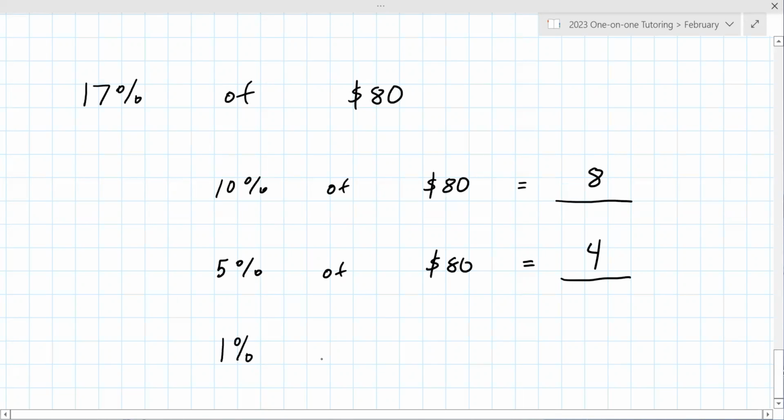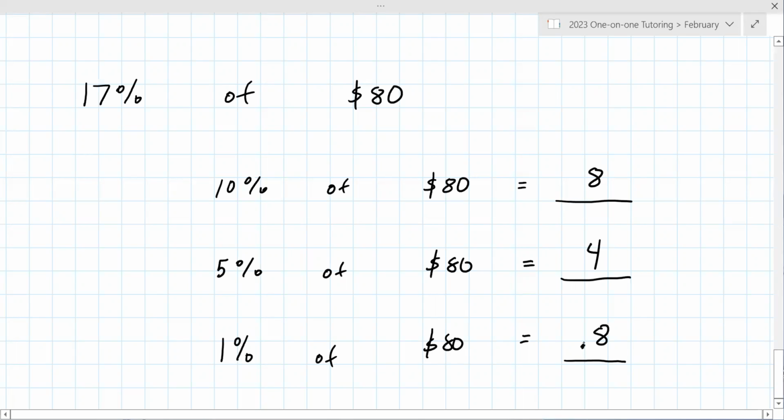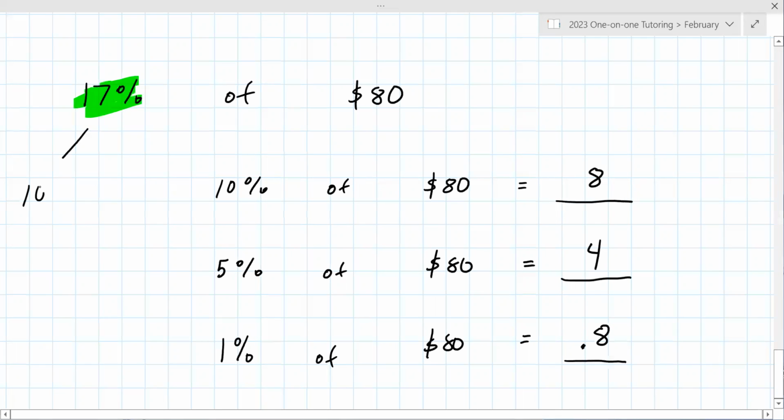Now let's do 1% of 80. Which number are you going to go with? The 10. So you're going to divide the 8 by 10. What does that become? 0.8. Good. Very good. Okay. Fantastic. Now we have to figure out how to get to 17%. Basically you're breaking 17% up into the numbers we have here. Do you see that it's 10 plus 5 plus 1 plus 1? Yes.